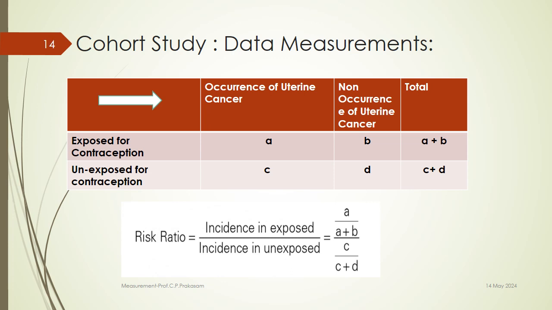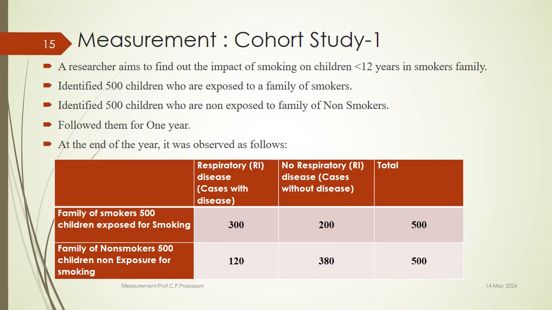From this given data, we can calculate the risk ratio. That is, risk ratio is equal to the incidence in the exposed divided by the incidence in the unexposed. That means we are taking exposure to contraception and identifying the occurrence of the disease. The incidence in the exposed is given by A divided by A plus B, and the incidence in the unexposed is C divided by C plus D. Let's look at an example now, the measurement of the cohort study.